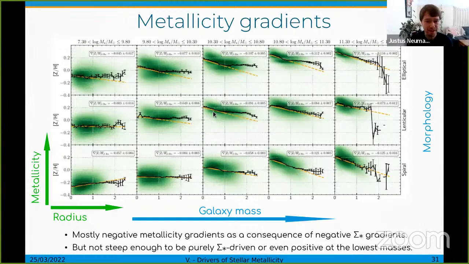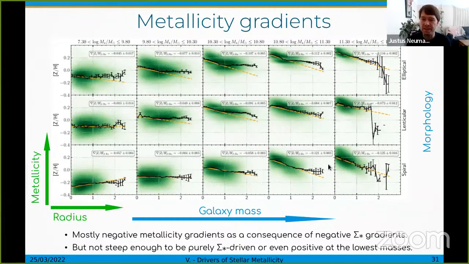In the background of each panel, you see the parameters of the local parts of the different galaxies. So in each of the panels are hundreds of galaxies, because we have this huge sample of galaxies here. In black, we show a running median, and then in orange, there's a linear fit to the inner part of this metallicity relation.